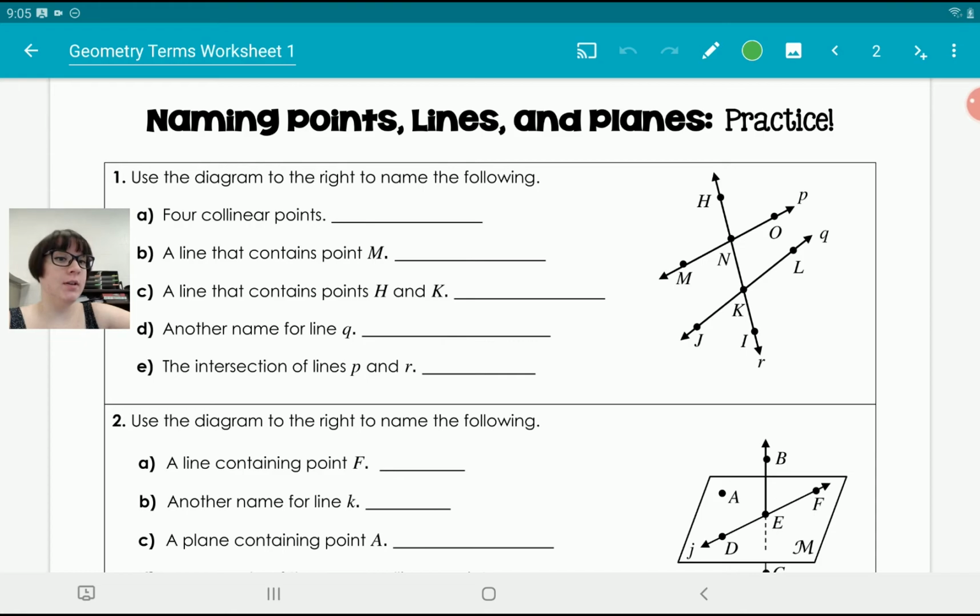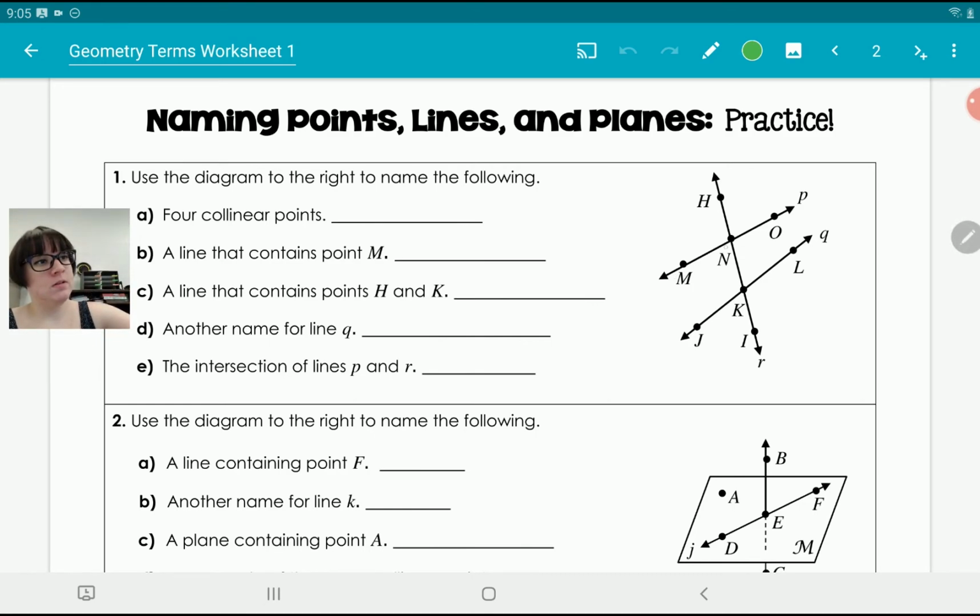So if we look to the next one, I'm going to go through and kind of do some examples. So we're using the diagram over here in order to name some different geometry parts. So first off, we can see that we have these points, H, M, N, O, J, K, L, and I, okay? We have these lines, R, P, and Q, okay? So first, we need to find 4 collinear points. So we just need 4 points that are on the same line.